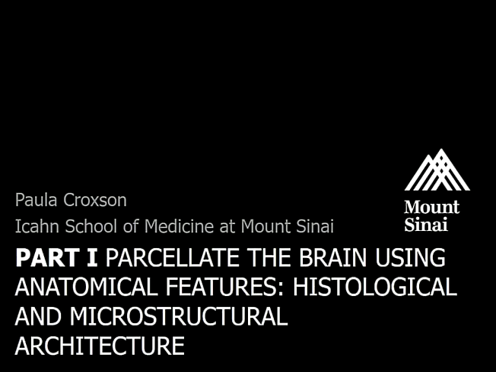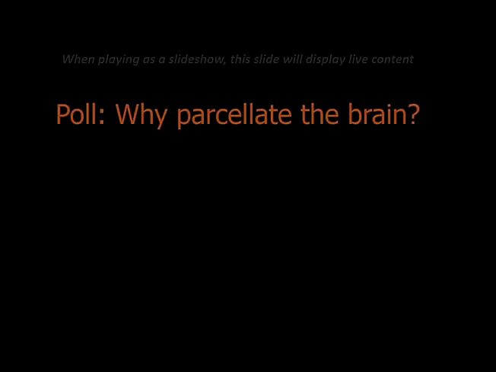I'm going to kick off by talking about, I guess, one of the older forms of parcellation, about parcellating the brain according to histological and microstructural architecture. And the reason I'm going to talk about this is because history is important and informs us about where we're going. So one more question for you all then.